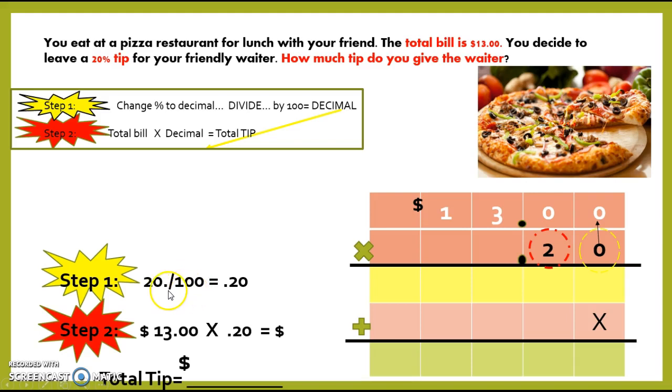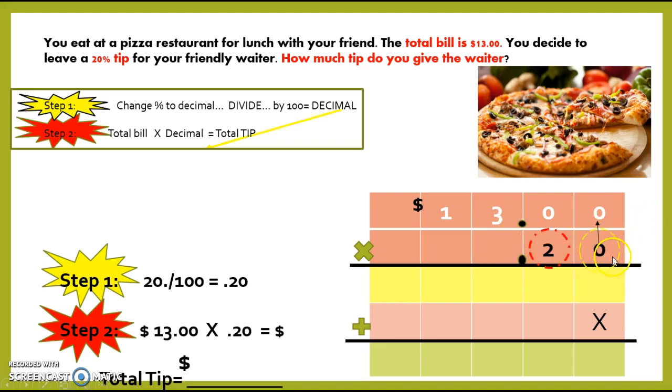1, 2. So I'm going to move over 2 places. 1, 2. And it comes out to 20 hundredths. That's going to land over here in my multiplication problem. Now I take my total bill. Price was $13 and multiply it by my 20 hundredths.